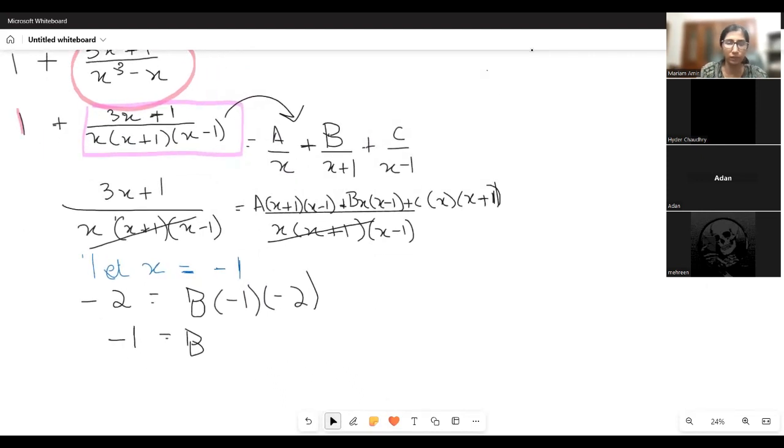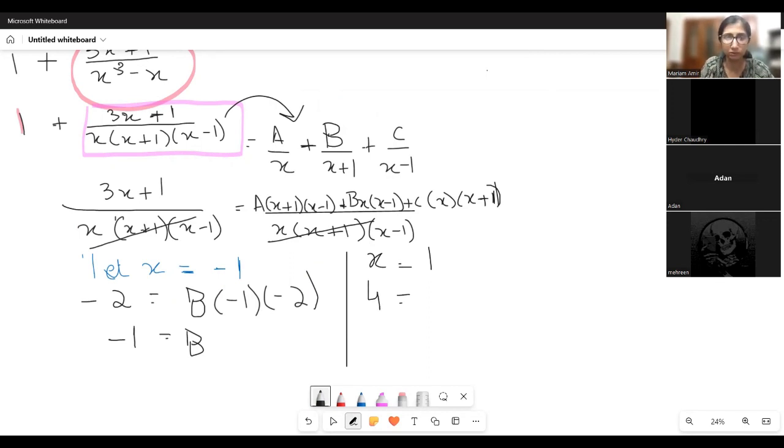Okay, so b is minus 1. Now I am going to take x equals 1 ले लेते हैं, इससे b कैंसिल हो जाएगा और a भी कैंसिल हो जाएगा, c की वैल्यू आ जाएगी. So x equals 1, let x equals 1. So we get 4 equals, a gets cancelled, b gets cancelled. So we get c times 1 times 2. So we're getting c equals 2.